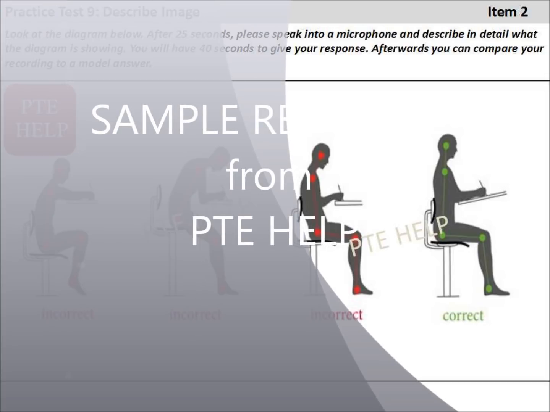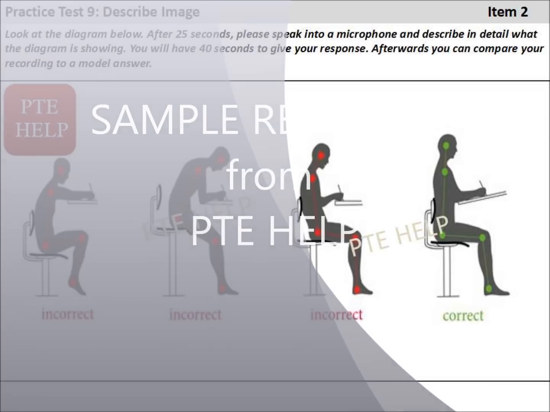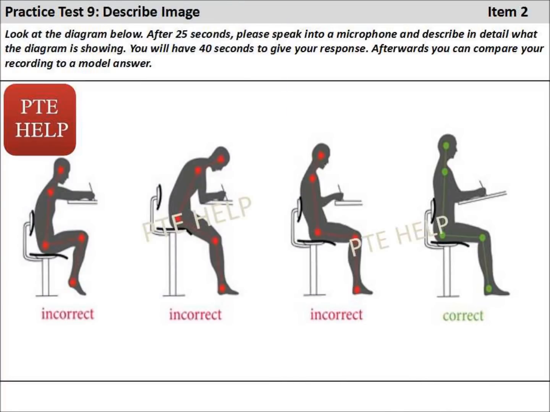PTE Help Test 10. Describe image. Sample response. This image represents the correct and incorrect positions to sit on the chair while working on a study table. In the first image, it is noticed that if the back is straight, but legs are raised above the floor and neck is bent forward, then it is a wrong posture.